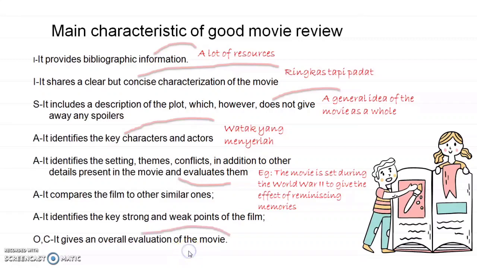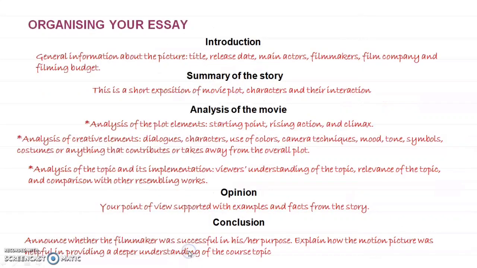Next, we're going to look at organizing your essay. Okay, macam mana nak susun essay kamu ni? Students usually like to ask teacher how many paragraphs that we need to write. Okay, what is going to be in the first paragraph, the second paragraph. So this is how to organize your essay.